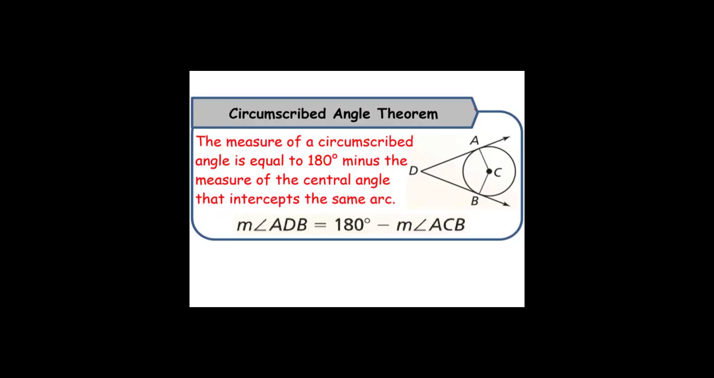Circumscribed angle theorem. The measure of a circumscribed angle is equal to 180 degrees minus the measure of the central angle that intercepts the same arc. Therefore, the measure of angle ADB is equal to 180 minus the measure of the central angle ACB.